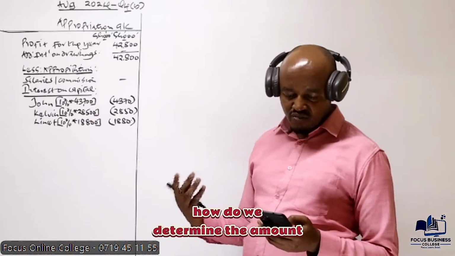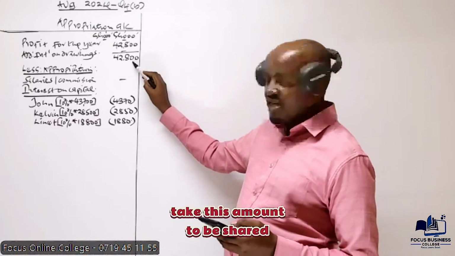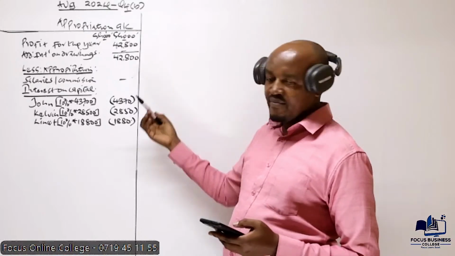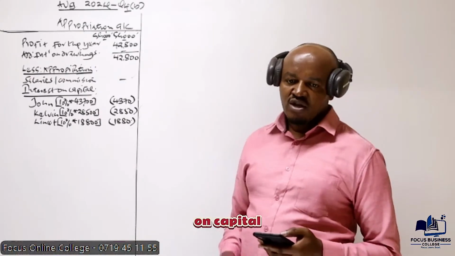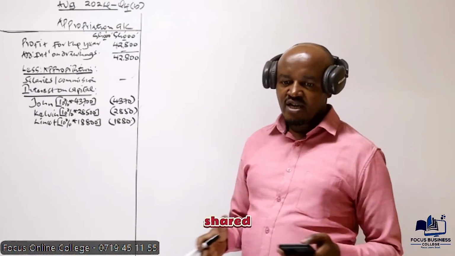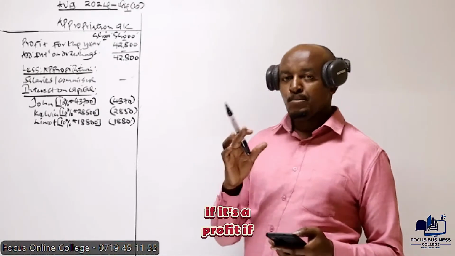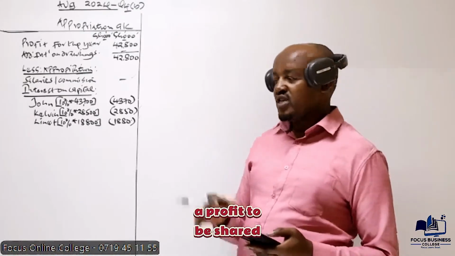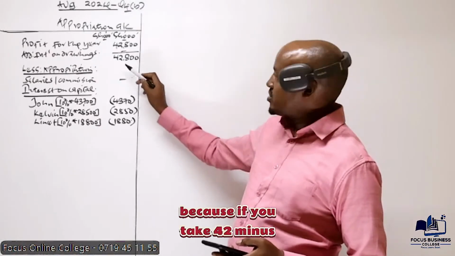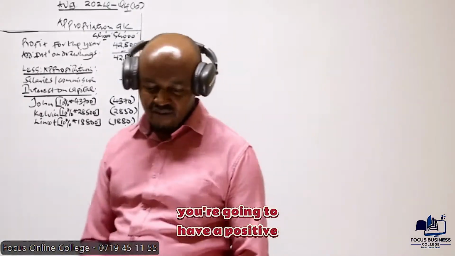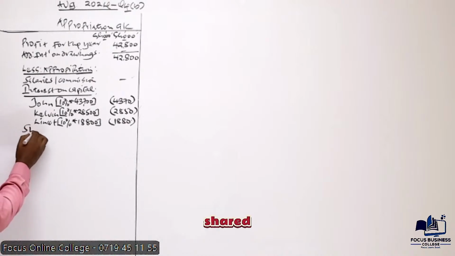How do we determine the amount to be shared as profit or as loss? Basically, we take the amount to be shared minus what we have there. Remember, you don't have salary or commission, so we subtract the interest on capital. If we get a positive figure, that is a profit to be shared. If we get a negative figure, it is a loss to be shared. Automatically, this one will be positive, because if you take 42,800 minus this, you're going to have a positive figure. So being positive, that is a profit to be shared.